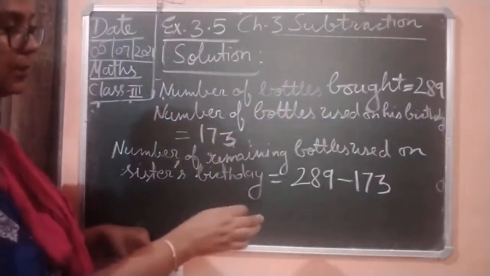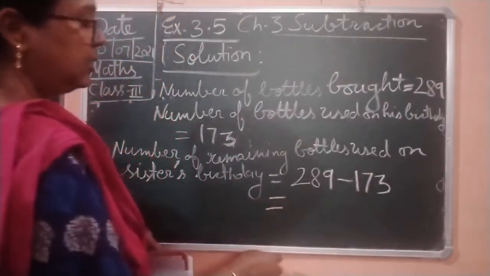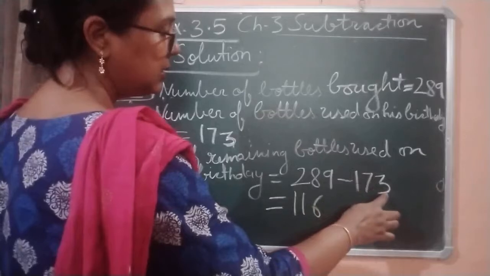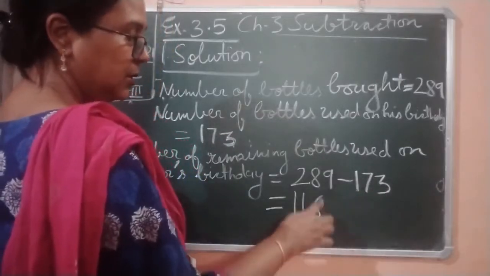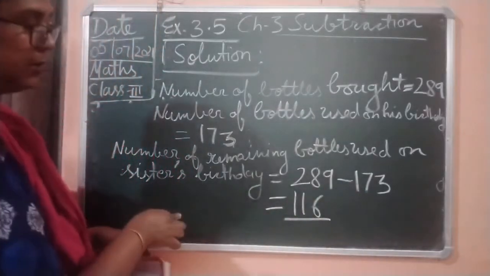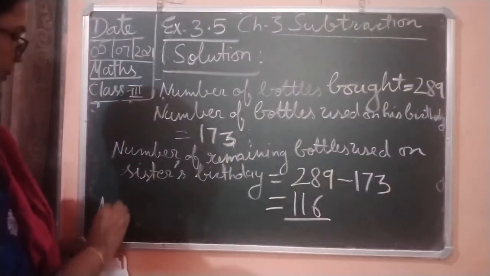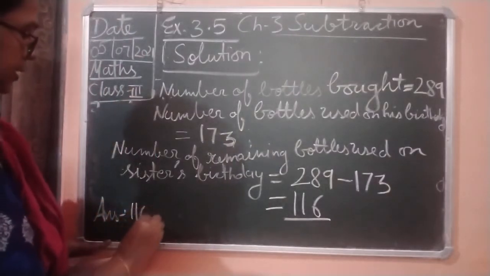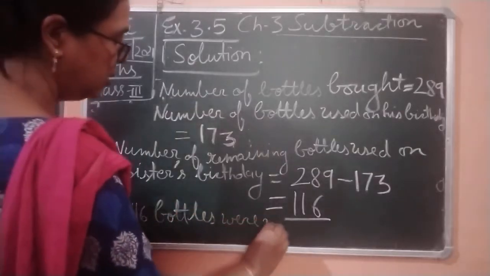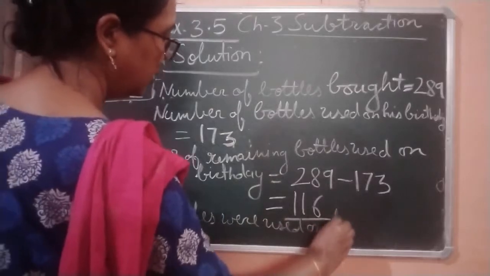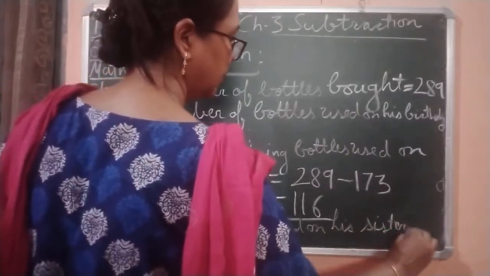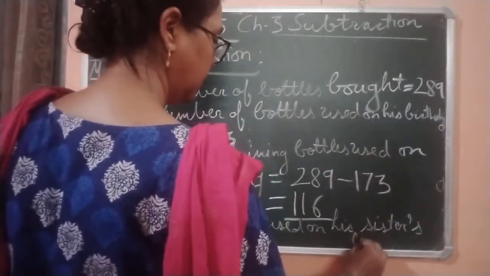So first we will subtract it. So we will get the answer 1, 1 and 6. Now here 9 minus 3 is 6, 8 minus 7 is 1, and 2 minus 1 is 1. 116. So here you can write answer 116 bottles were used on his sister's birthday.